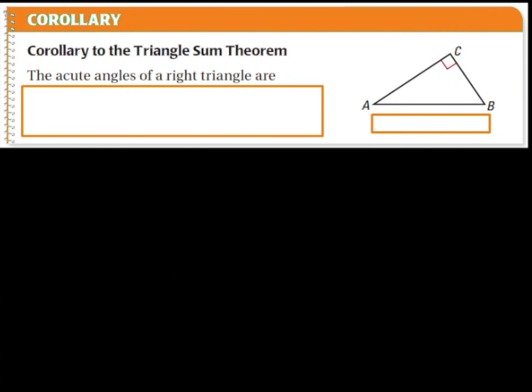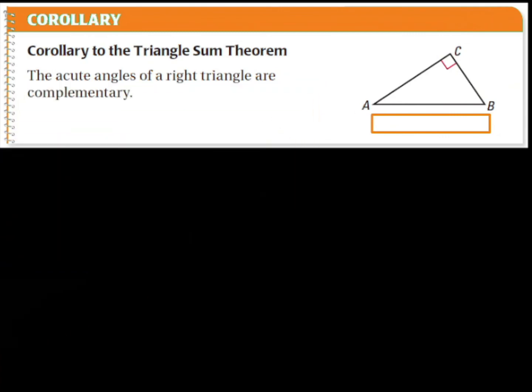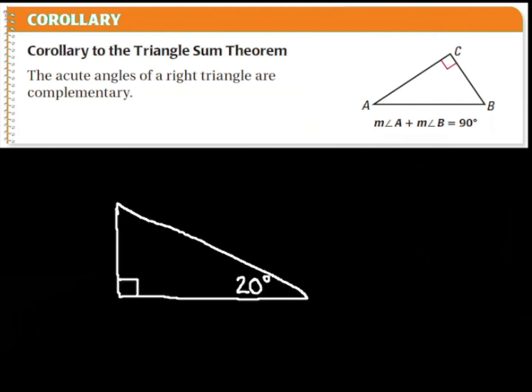So we say that those two acute angles on this picture, angles A and B, are complementary. They have 90 degrees together to share. Angle A plus angle B has to equal 90. And that's sometimes a nice shortcut for finding a missing angle.